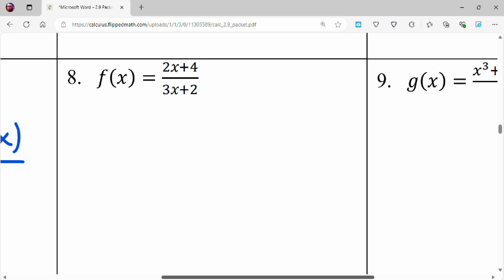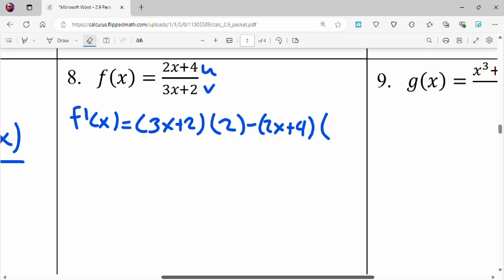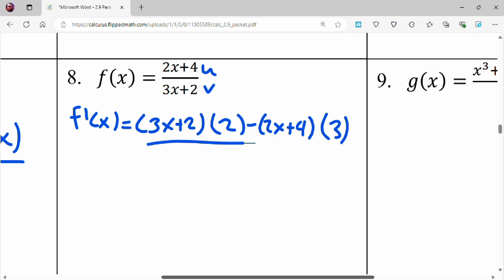f of x equals 2x plus 4 over 3x plus 2, so denominator is v, numerator is u. Okay, f prime of x, v u prime, so v, derivative of 2x plus 4 is 2, minus u, derivative of 3x plus 2 is 3, times 3, okay, divided by v squared. So v squared is going to be 3x plus 2 squared.